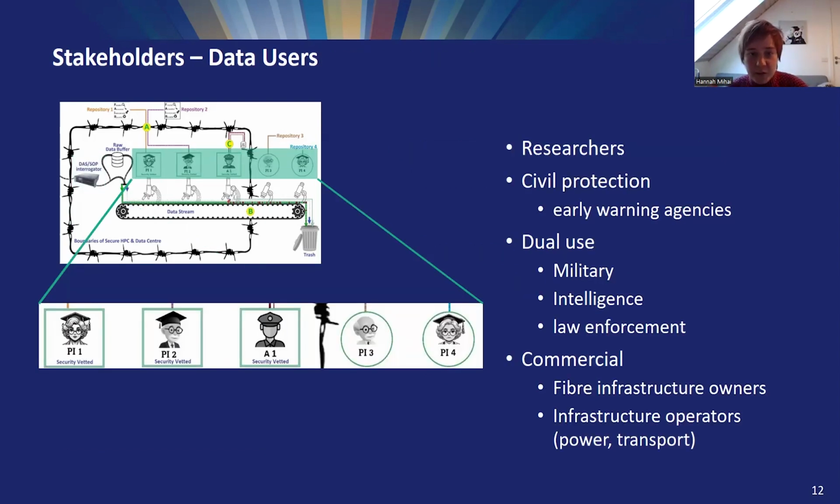Then we have the data users. We have now the raw data from an interrogator. So who is allowed to look at that? And again, it depends. Some countries may require researchers to handle raw DAS and SOP data to be security vetted, which is shown in the ecosystem diagram by this barbed wire around the secure HPC and data center.